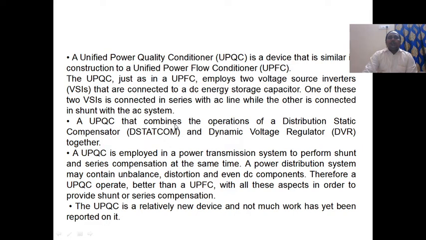A UPQC combines the operations of a distribution static compensator and a dynamic voltage restorer together. A UPQC is employed in a power transmission system to perform shunt and series compensation. At the same time, a power distribution system may contain unbalanced distribution and even DC components. Therefore, a UPQC operates better than a UPFC in all these aspects in order to provide shunt or series compensation. The UPQC is a relatively new device and not much work has yet been reported on it.